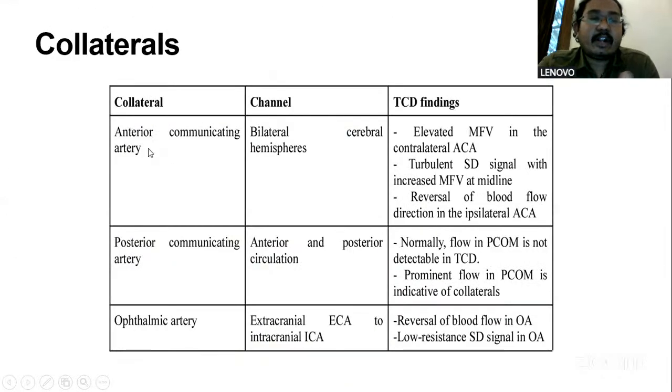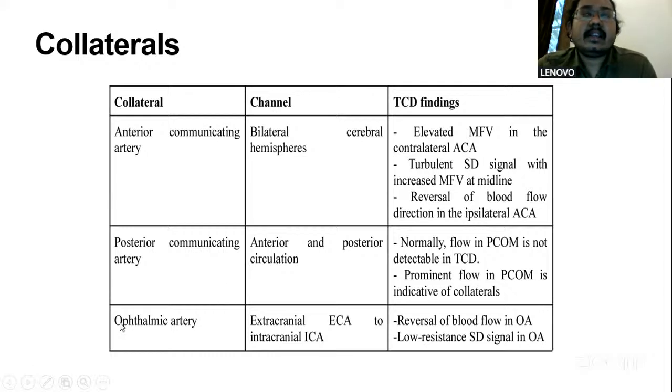So we have different collaterals. Collaterals are just our neighbors, which help us with blood flow whenever there is a deficit. We have 3 collaterals: anterior communicating artery, posterior communicating artery, and ophthalmic artery. In the anterior communicating artery, there are elevated mean flow velocities, turbulence would be appreciated, and sometimes reversal. Often you don't see the posterior communicating artery on transcranial Doppler, but if you are able to appreciate PCOM flow, that means it is acting as a collateral.